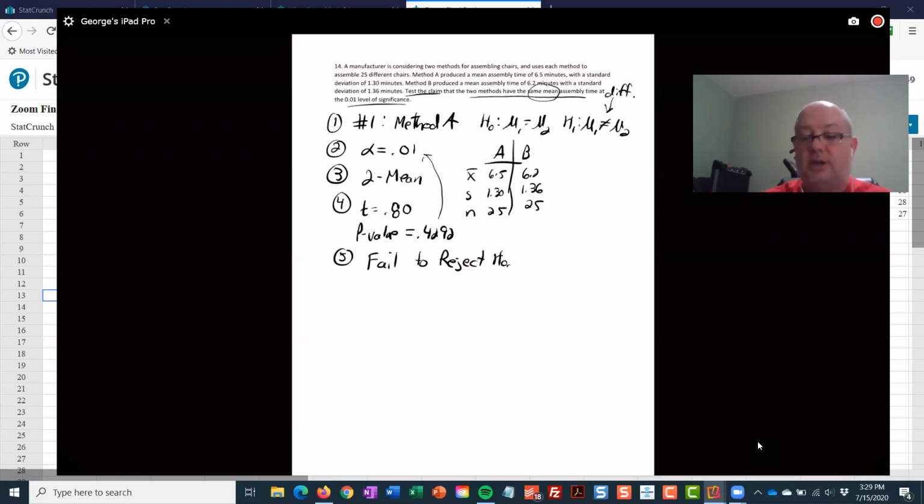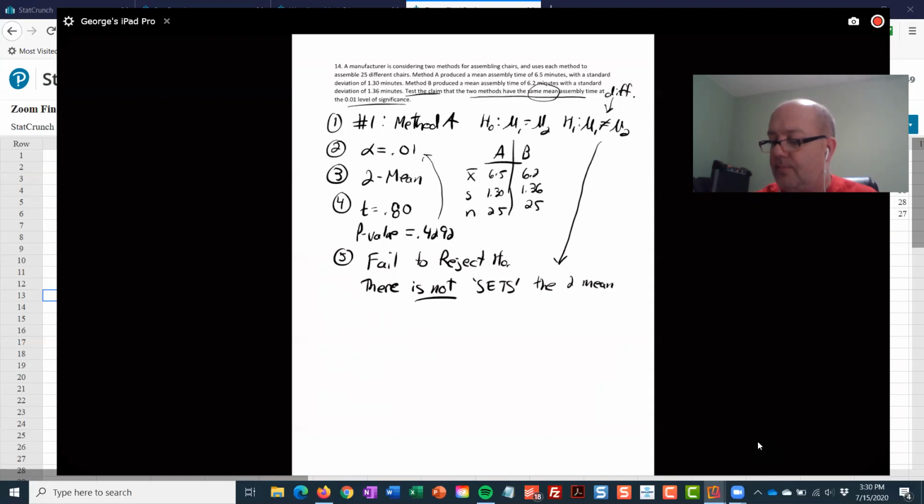And whenever we fail to reject H0, that means the conclusion is there is not sufficient evidence to support what H1 says. H1 is the two means are different. So we didn't have enough evidence to prove that the two means were different than each other. We assumed that they were equal, we couldn't prove otherwise.